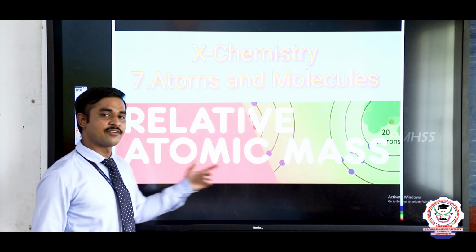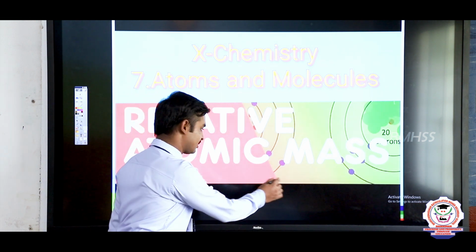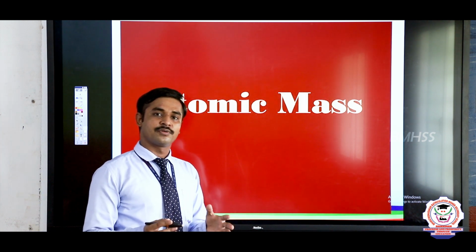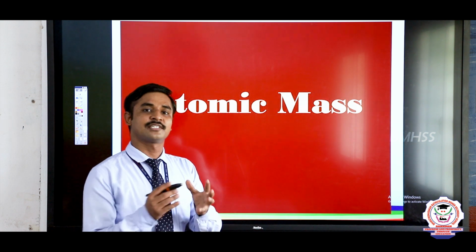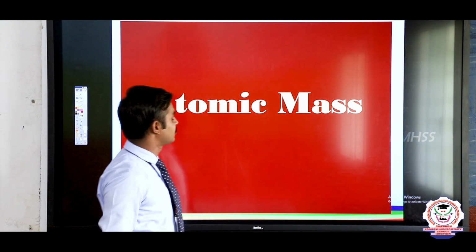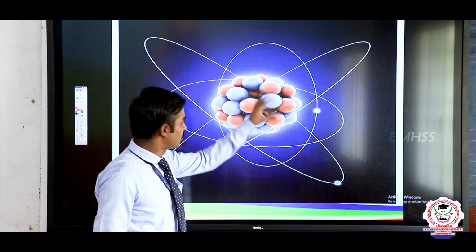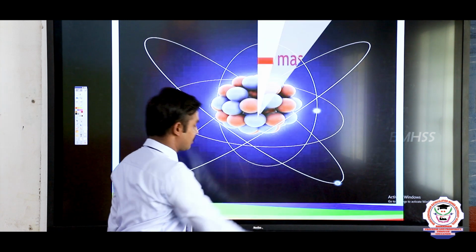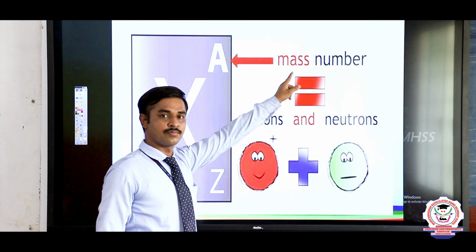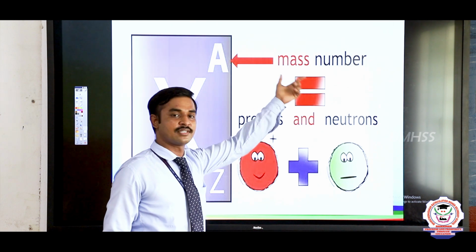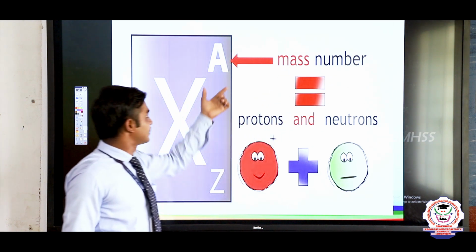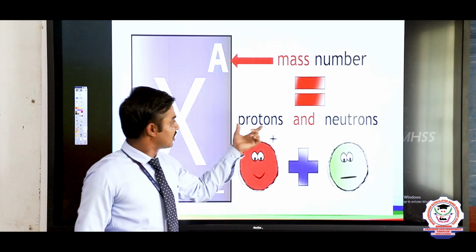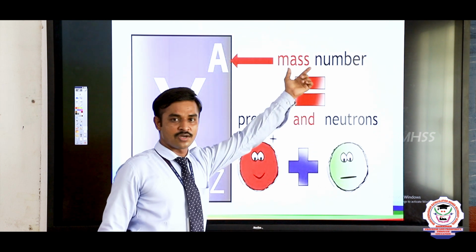Okay, what is relative atomic mass? You already know about the atomic mass. The atomic mass is the sum of the number of neutrons and protons present in the nucleus. The atomic weight is also represented by the number, that is the mass number. You can see the mass number and the atomic number in the periodic table for every element. The number of protons and neutrons is the mass number.